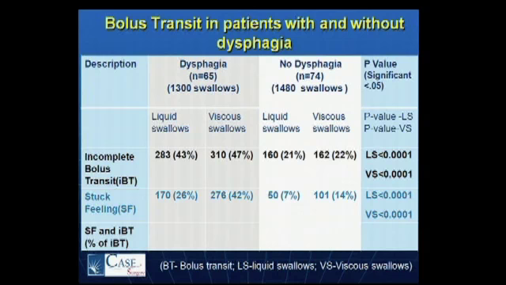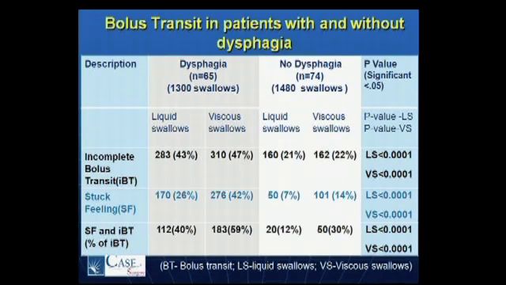Interestingly, we found that this stuck feeling was much more experienced for viscous swallows in both these groups, almost twice as in liquid swallows. And we found, finally, that 40% of the liquid swallows in the dysphagia group had incomplete bolus transit and had stuck feeling. Almost 60% of the viscous swallows which had incomplete bolus transit were associated with stuck feeling, which was significantly different than in the group which had no dysphagia.